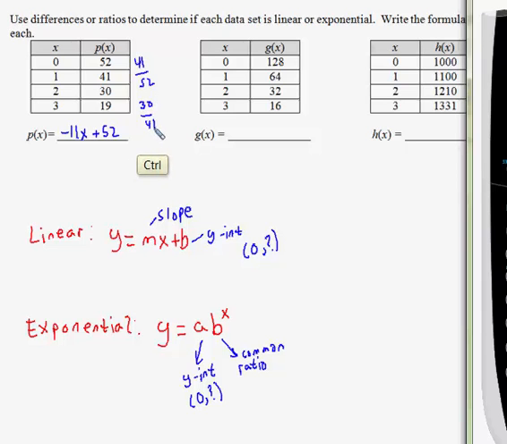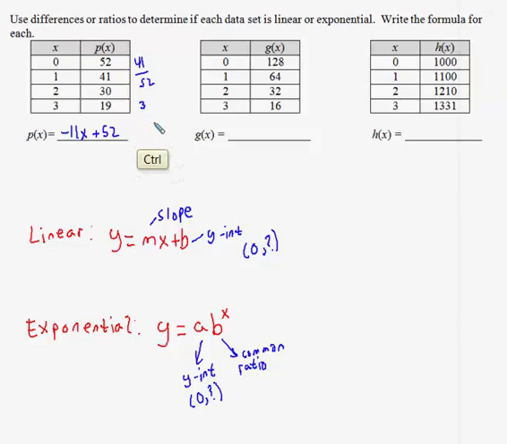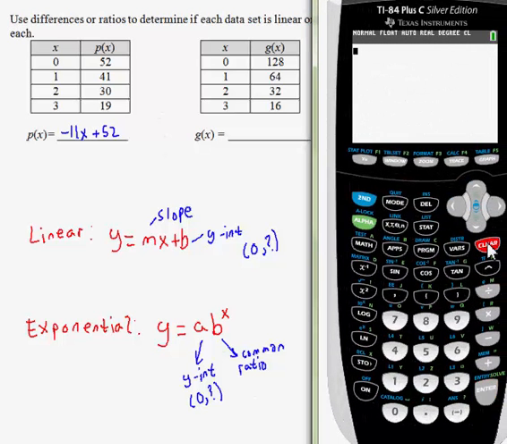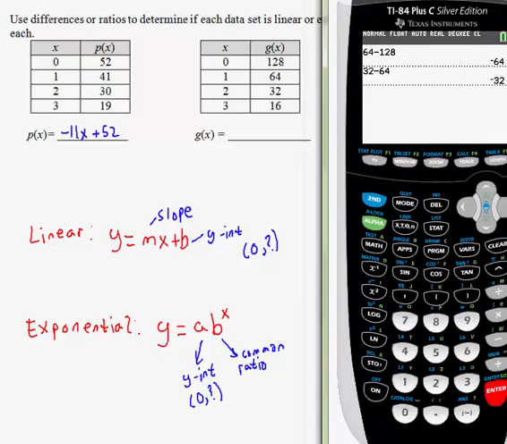We already knew that, but I wanted to point out, had you tried ratios first, you would have seen that it's not exponential. So going on to the next part here, g of x, you could repeat the same process and start. I'm going to hit clear by subtracting 64, take away 128. And if it's linear, I should get the same thing as I got here by taking 32 and subtracting off 64. So there would be my differences.